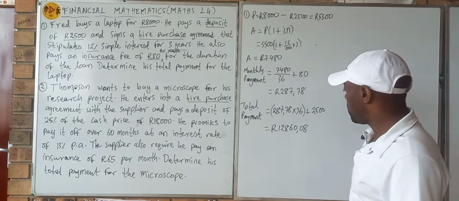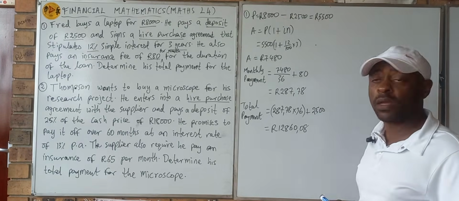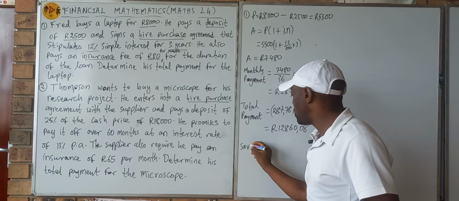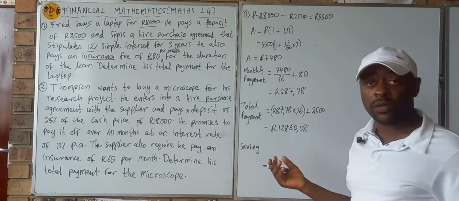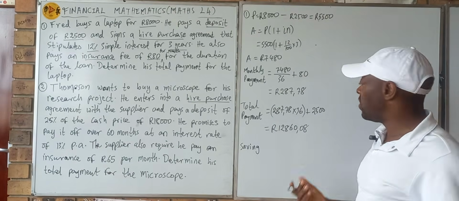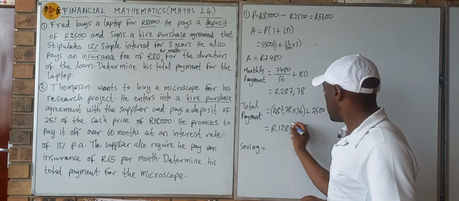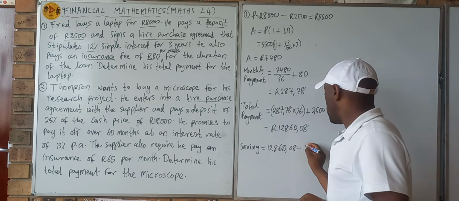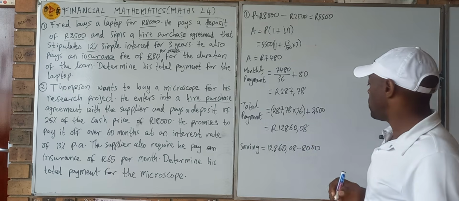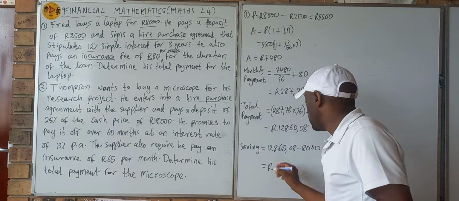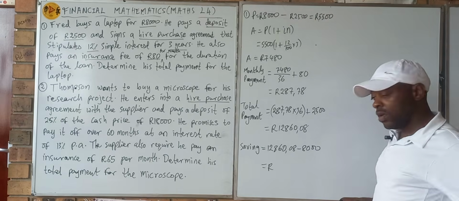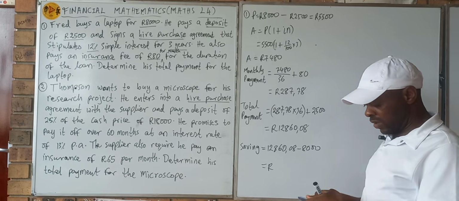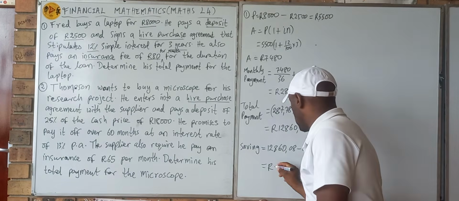So what if you were asked for the savings, had you refused to enter into the hire purchase agreement? In case you decided to raise your money and pay for it, then your savings will be your total payment, which is 12,860, minus the cash price of the laptop. You will see yourself actually saving over 4,000 dollars. So if you take that amount minus 8,000, you'll see yourself with 4,860.